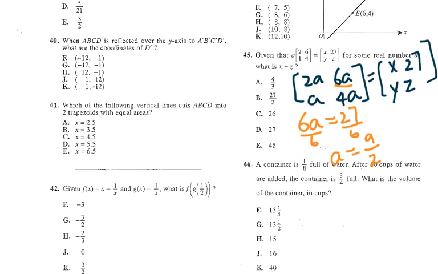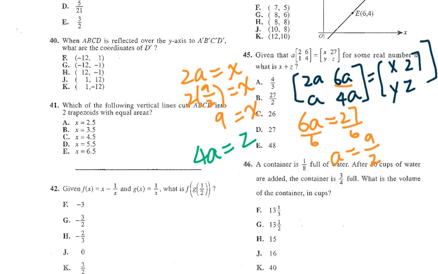So I plug into that 2A equals X. 2 times 9 over 2, that X equals 9. Then for the Z part, you will get 4A equals Z. And 4 times 9 over 2, Z will be 18. Then 18 plus 9 will be 27. Answer is D.